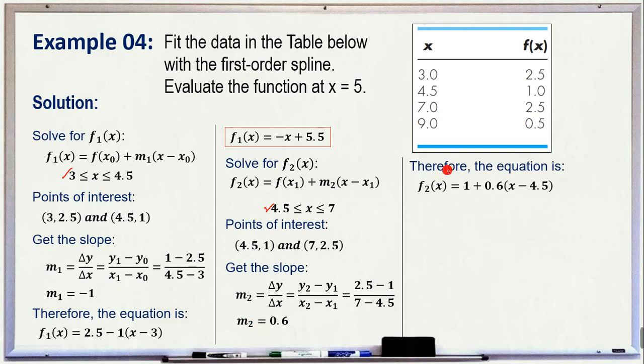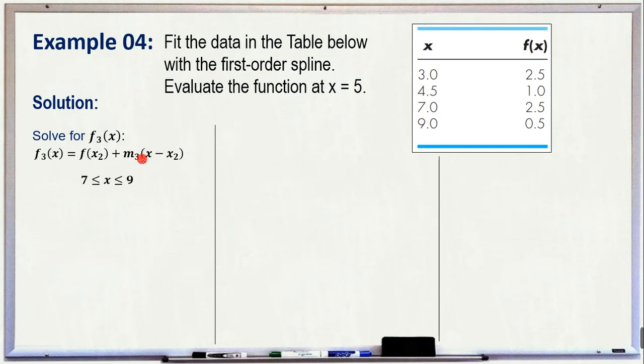Therefore, substitute the values of your slope as well as the value for y and x. So you will have f2 of x equals 1 plus 0.6 times x minus 4.5. Then simplifying this equation, you will arrive at the final form for your second linear function. f2 of x equals 0.6x minus 1.7. As you can see, we have a positive coefficient for our x, which indicates that this line slopes upward.